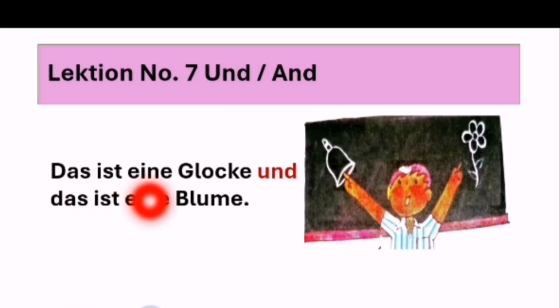Das ist eine Glocke und das ist eine Blume. Das ist eine Glocke. This is a bell. Und das ist eine Blume. This is a flower. Blume, Glocke. Das ist eine Glocke und das ist eine Blume.